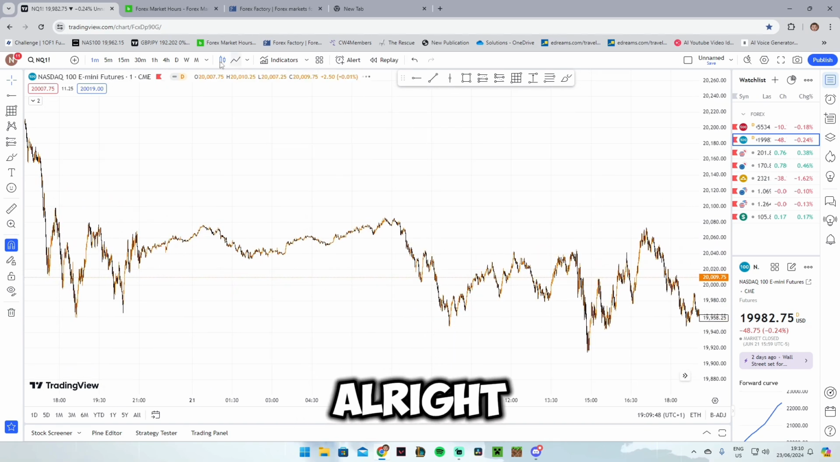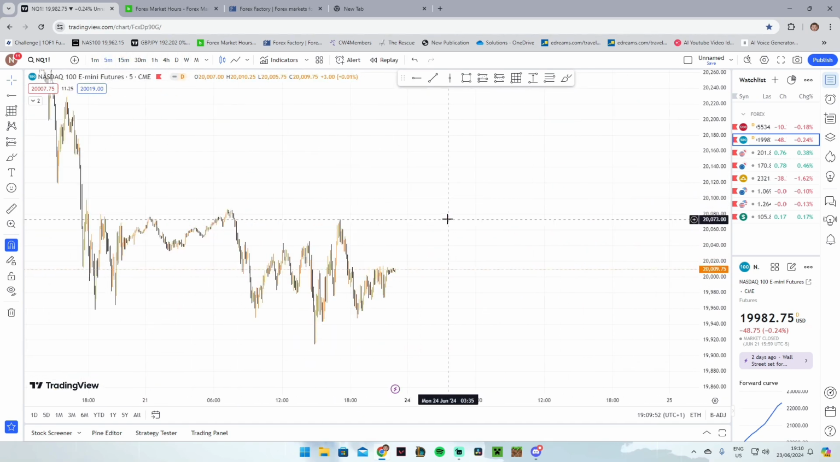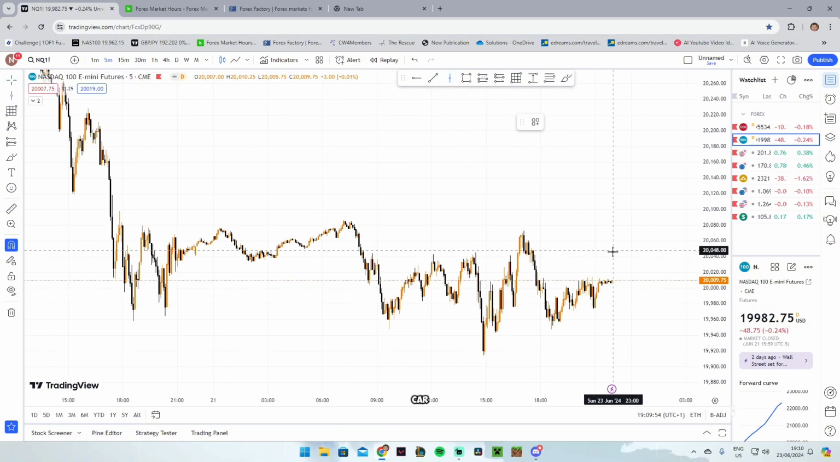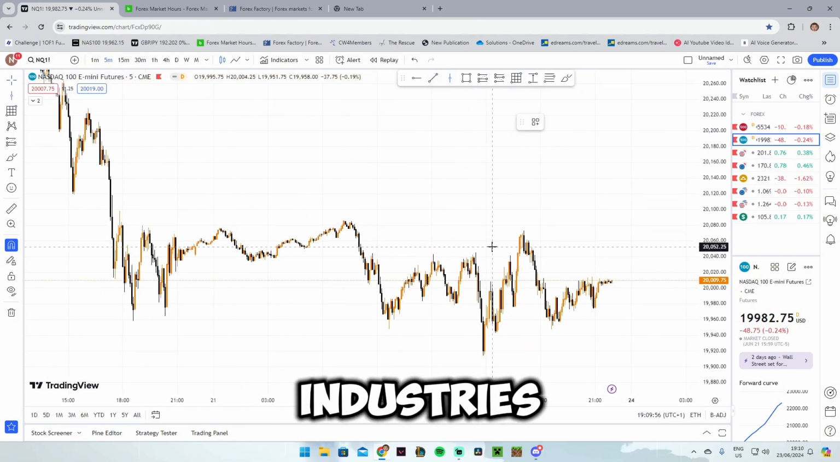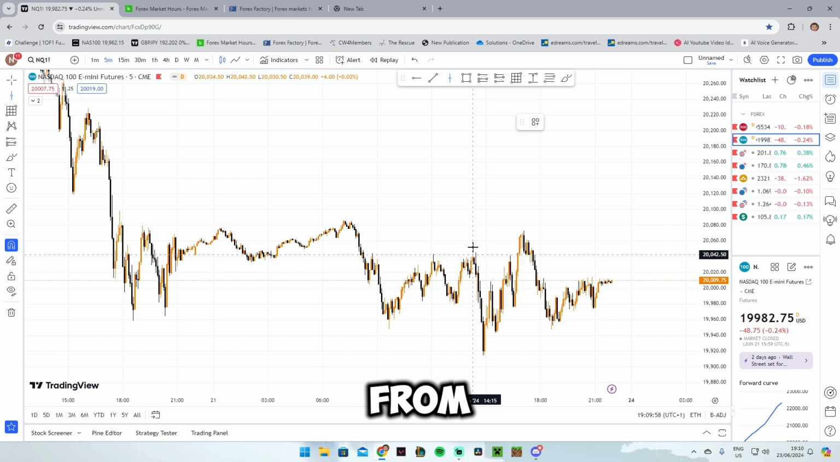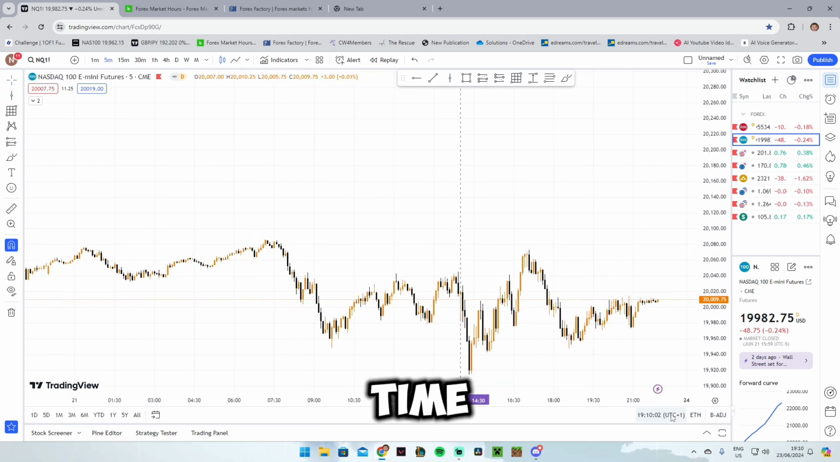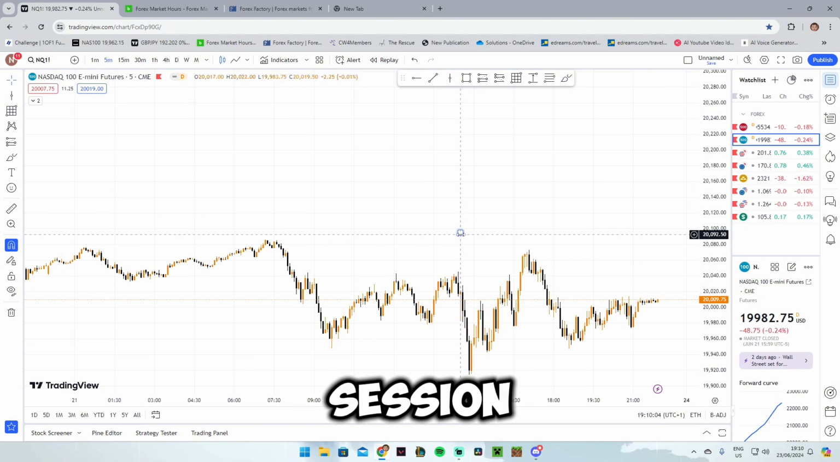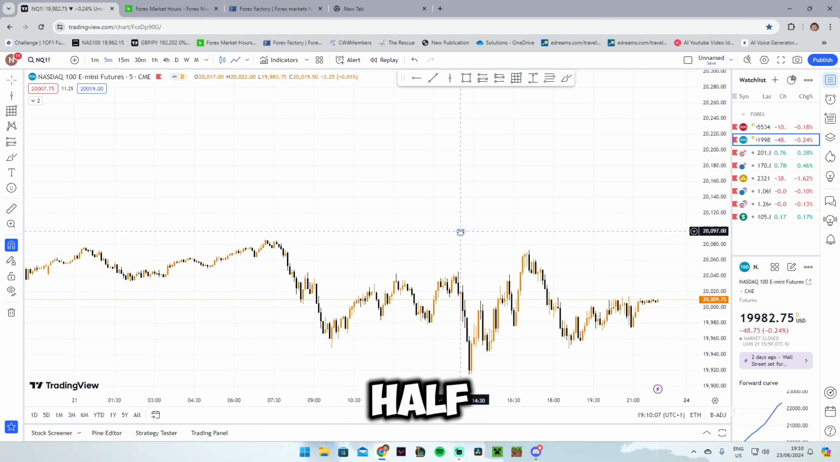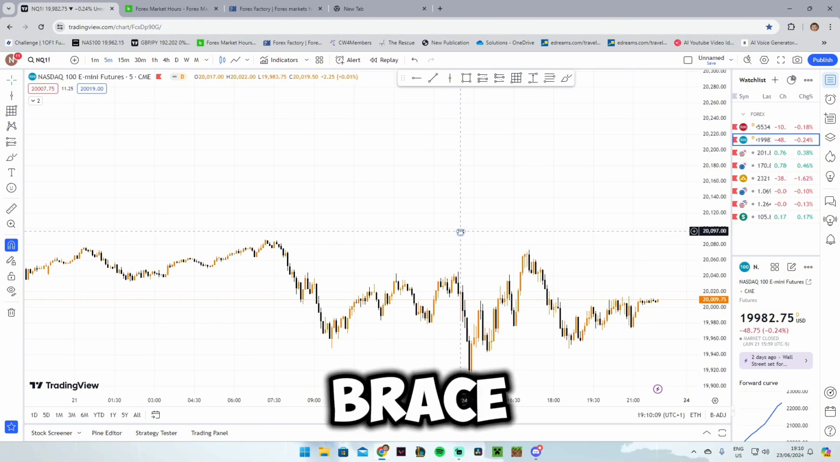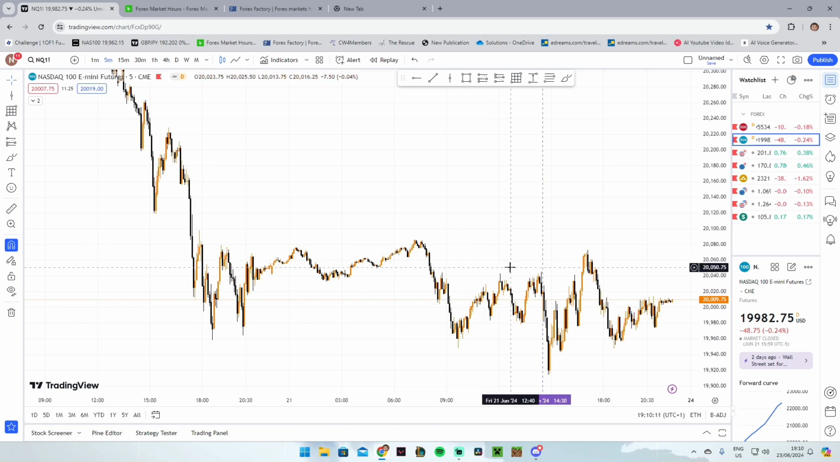Boom. All right, let's go on the 5 minute. Let's mark out our opens. In indices, it's a bit different. For London time, mark the New York session opens at half two. Pretty standard.